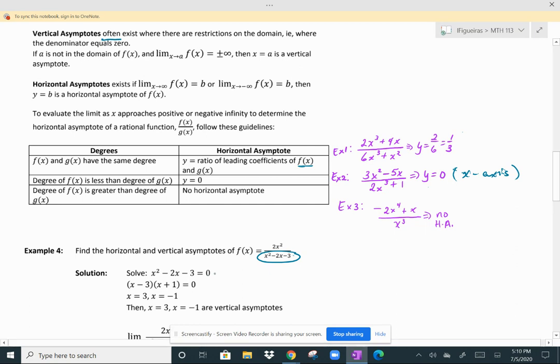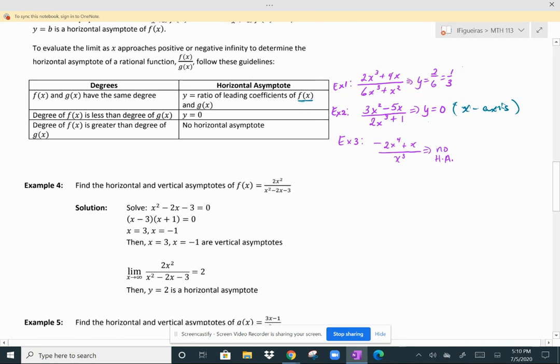So I can factor this polynomial. This becomes x minus 3 and x plus 1. So I get two solutions, 3 and negative 1. But remember, those are not solutions to this equation. Not only are those two numbers restrictions on the domain, they also happen to be the vertical asymptotes. 3 and negative 1 are the vertical asymptotes of this rational function. So you would state them as x equal to 3, that's a vertical line, and x equal to negative 1, that's another vertical line.